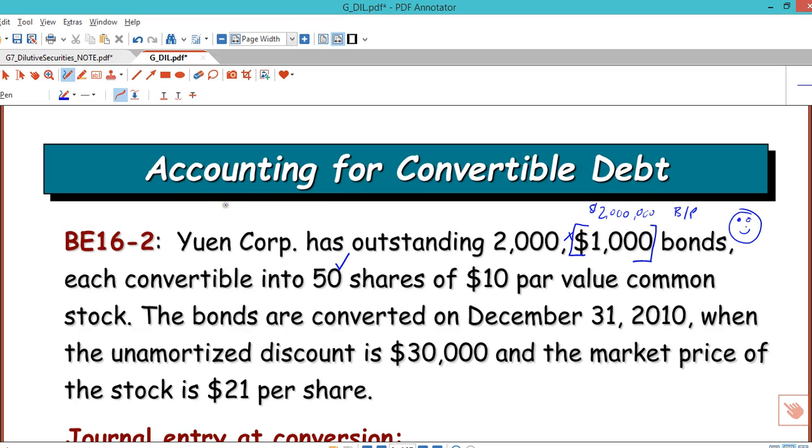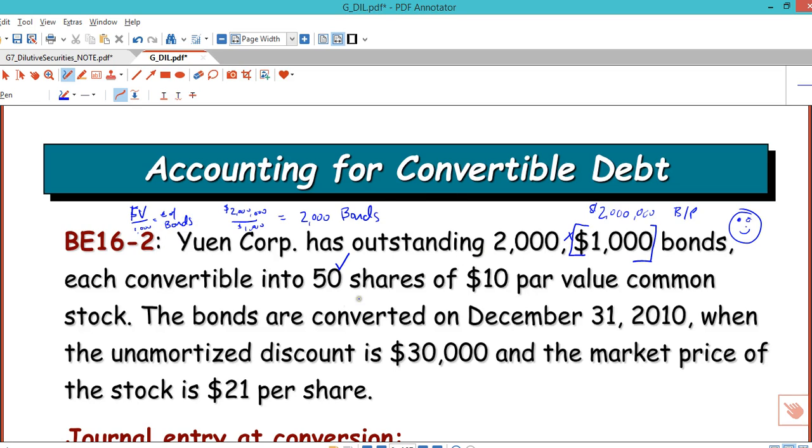If you take 2 million divided by $1,000, that equals 2,000 bonds. All right? Why am I telling you this? Normally, you will not be given the number of bonds. Normally, you'll be given the face value, and you take FV, not fair value or future value, face value, divided by 1,000 equals number of bonds. Okay, but the number of bonds was given to you here.